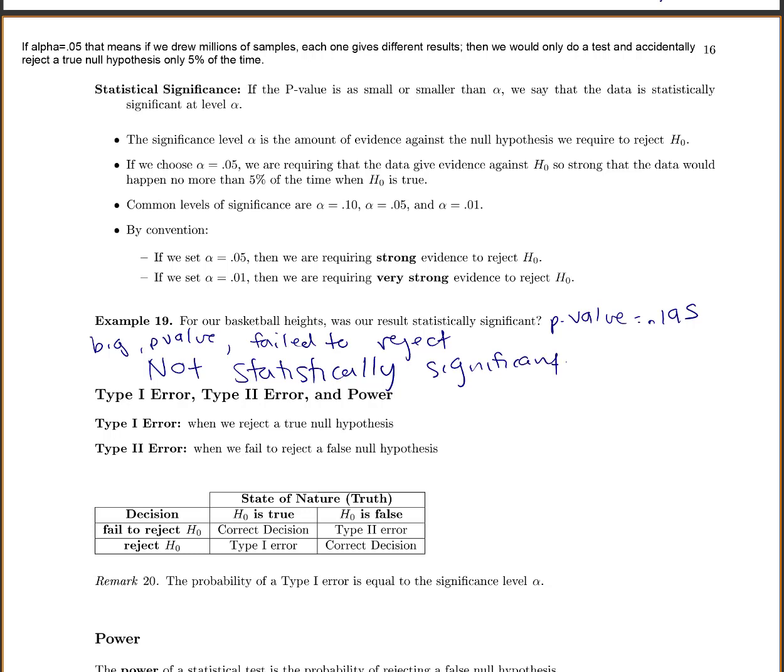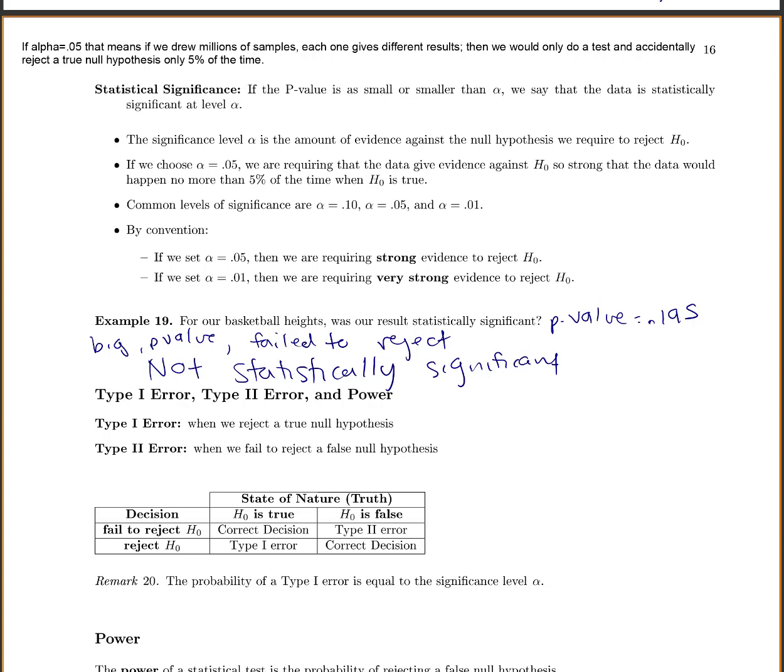Let's look quickly at the types of errors. So you can have a type 1 or type 2 error. Power is slightly different. A type 1 error is when we reject a true null hypothesis. So it was true, but we accidentally rejected it. A type 2 error is when we accidentally fail to reject a false null hypothesis. So the null was false, we're supposed to reject it, but we accidentally failed to reject it. So this is a little table if it helps you.